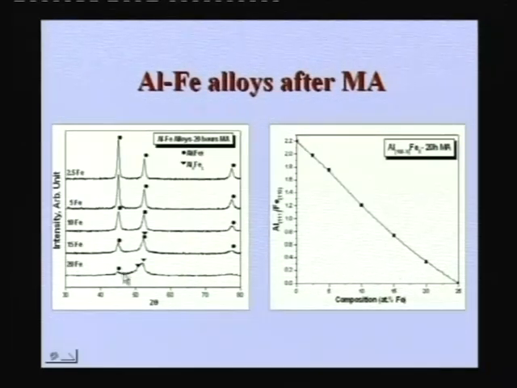iron, you can see this first peak becomes smaller and smaller. What is the first peak? It is nothing but the first peak of aluminum. What is the first peak of aluminum? 111 peak. It is an FCC. So, 111 peak. What is the second peak?